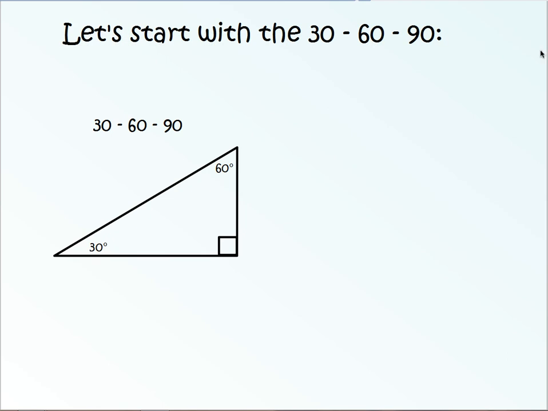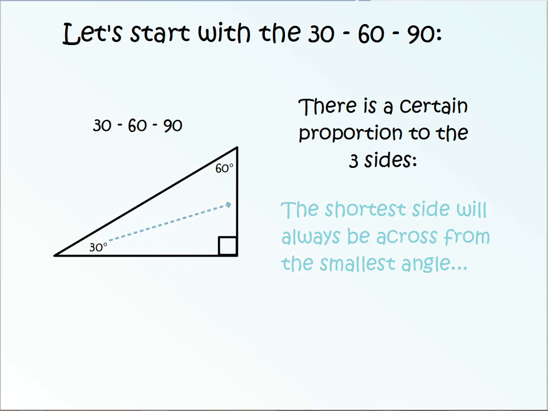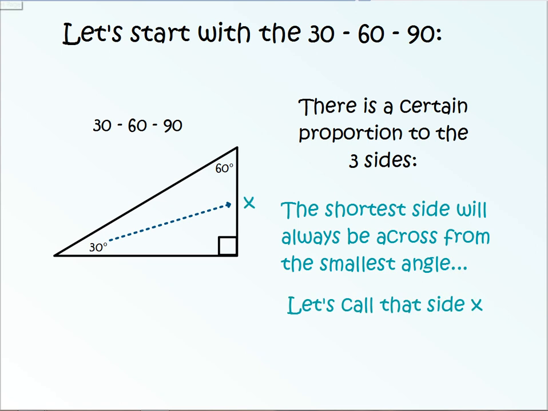Let's start with the 30, 60, 90. The reason they're special is because there's a certain proportion to the three sides. And these proportions come in handy, especially when we're talking about the unit circle. The shortest side will always be across from the smallest angle. So if you look to the opposite side from your 30-degree angle, that side will always be your shortest. We're going to call that side X.